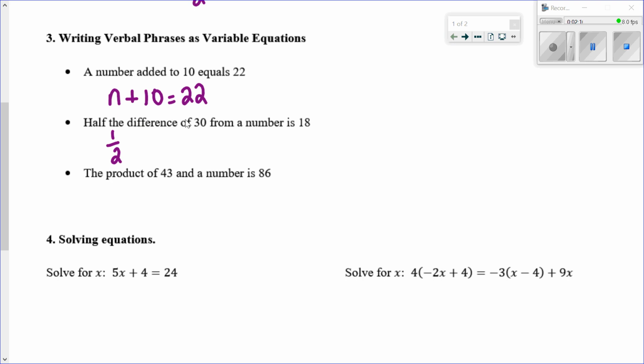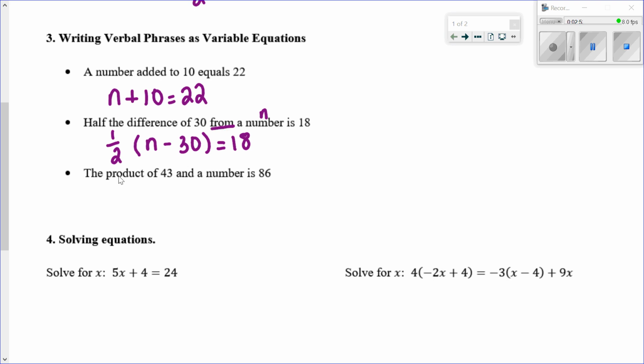Then over here, this is the difference of 30 from a number, okay? We know we don't know what the number is, so we're going to use this n. This is super important because it says from, you have to reverse the order, okay? It's taking 30 away from this unknown. So the unknown goes first, n, difference is subtraction, minus 30, close parentheses, equals 18. We know there's parentheses around it because it's half the difference. So it's not saying half of 30, it's saying half the difference. So it's the total here, whatever you get.